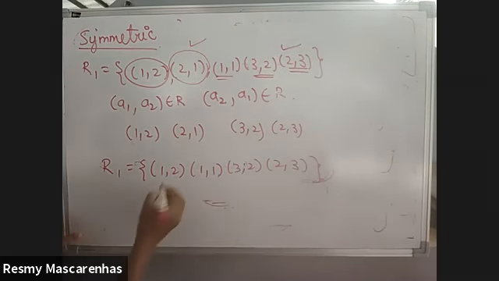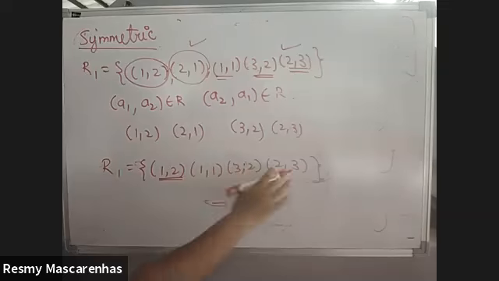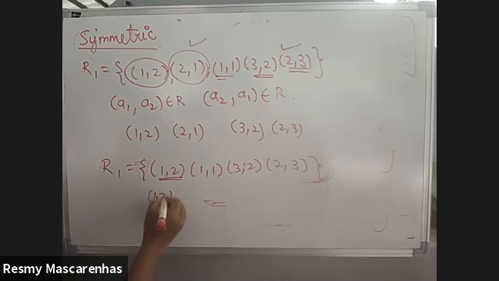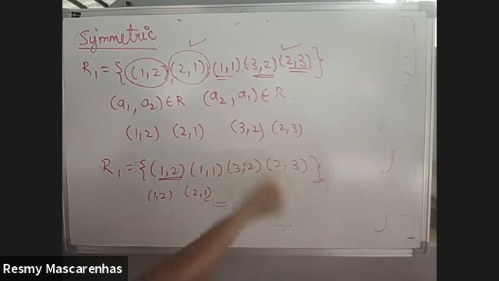If this was there. Now I want to check whether this relation is symmetric. Now 1 comma 2 is the pair given to you. Try to locate whether its reverse is there in that or not. What is its reverse? 2 comma 1. Is it there in this? No, it is not there.